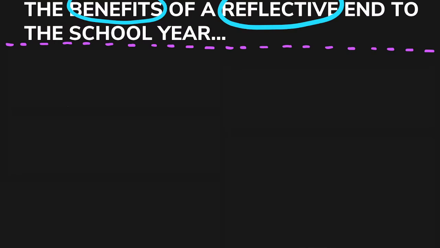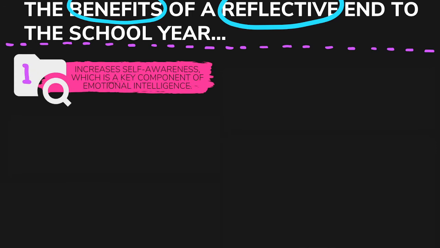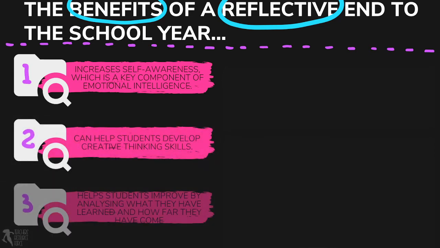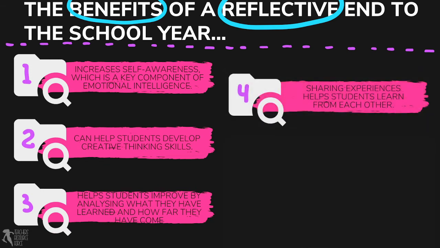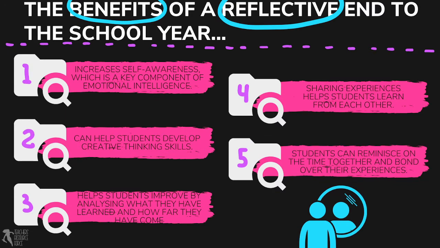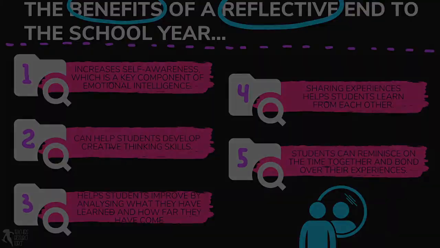So what are the benefits of a reflective end of the school year such as this one? Well, reflection increases self-awareness, which is a key component of emotional intelligence. It can help students develop creative thinking skills. It helps them improve by analysing what they've learned and reflecting on how far they've come. It helps by sharing experiences because students can learn from each other. And finally, students can reminisce on their time together and bond over their experiences.